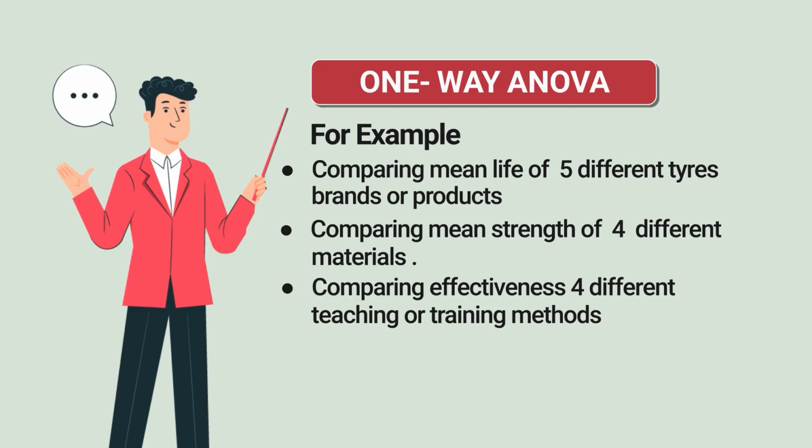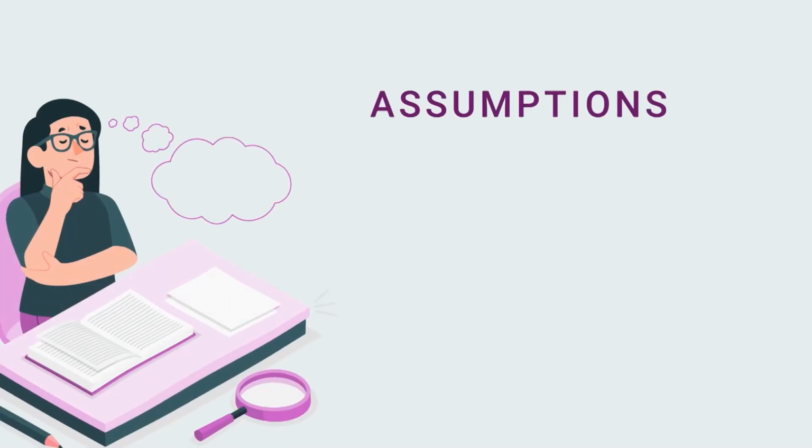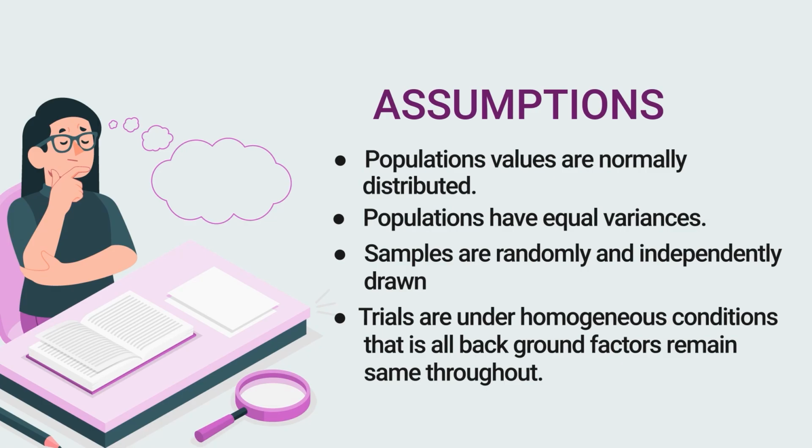Comparing the strength of 4 different materials. So we have 4 populations. In the first case, we had 5 populations. Another case could be comparing the effectiveness of 4 different teaching or training methods. So we have 4 populations to compare, and we will be using one-way analysis, or in short, one-way ANOVA.